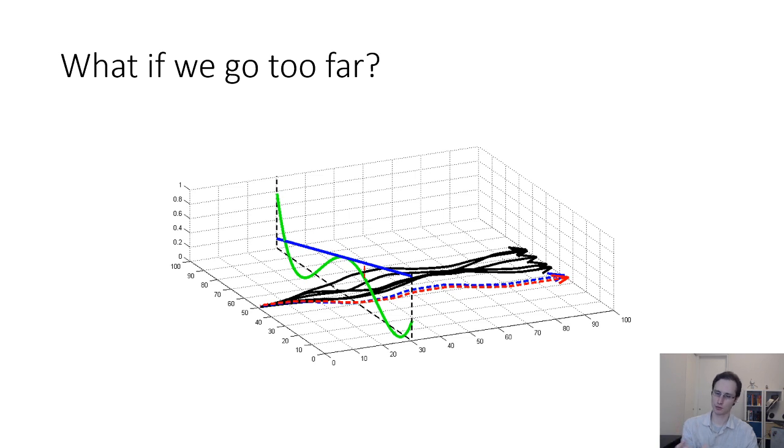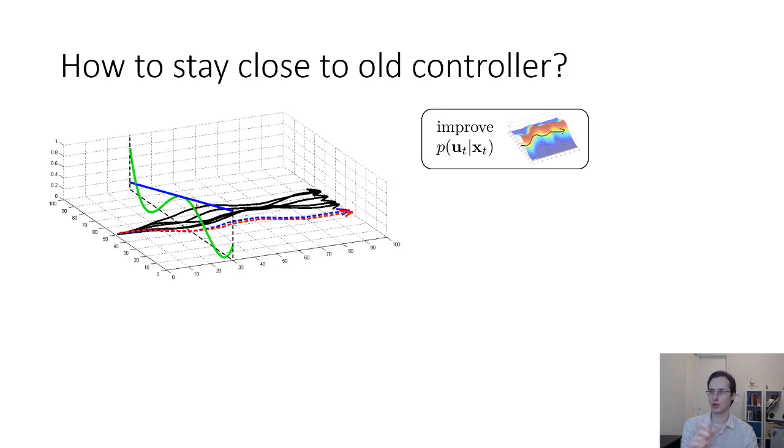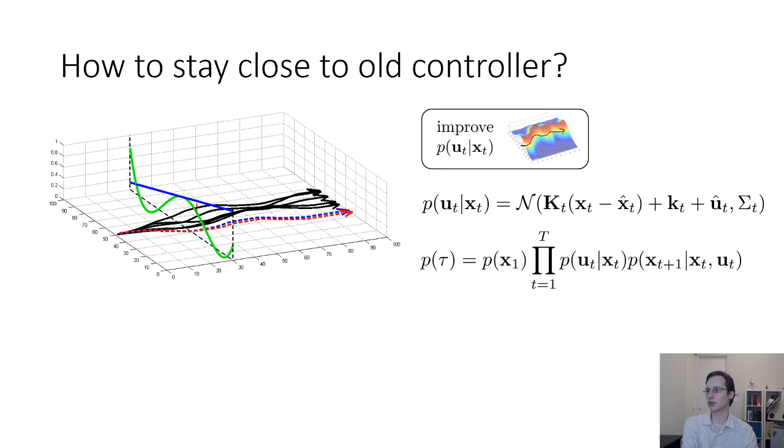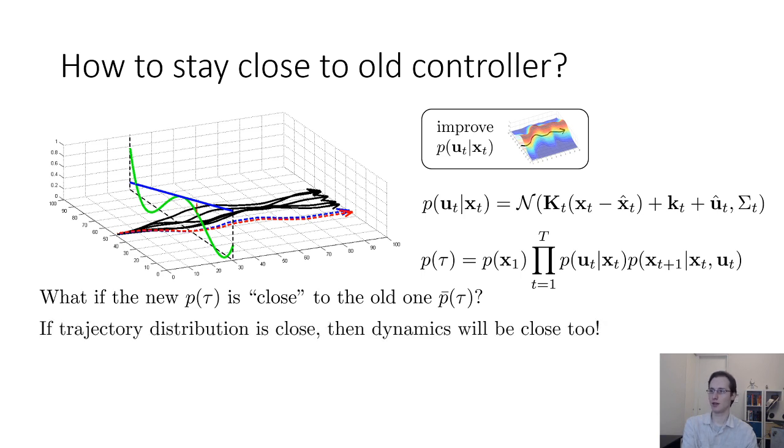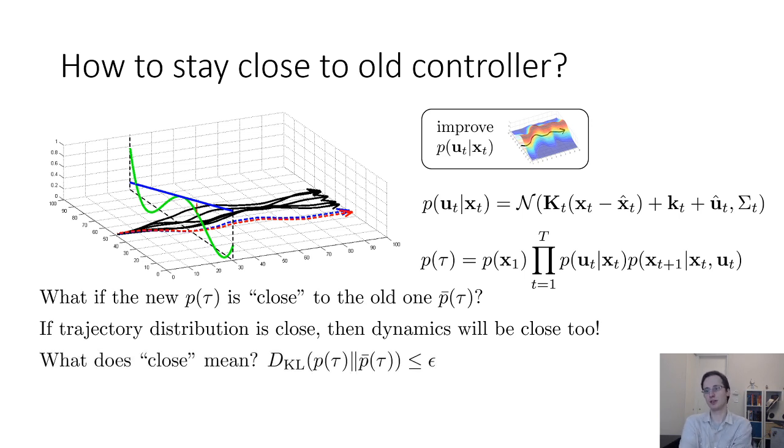In the policy gradients lecture, we saw that when we have distributional shift in the state distribution, we can correct for it by constraining the action distribution. And that's what we can do with this procedure also. So we have our controller p(u|x) that results in a trajectory distribution, and we can keep the new p(τ) close to the old p̂(τ) by imposing some kind of KL divergence constraint. And if the trajectory distributions are close, then we would expect the dynamics along those trajectories to also be close. So we would impose a constraint of the form D_KL(p(τ) || p̄(τ)) ≤ ε.